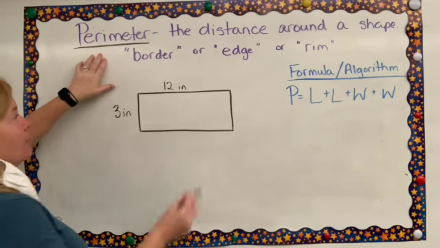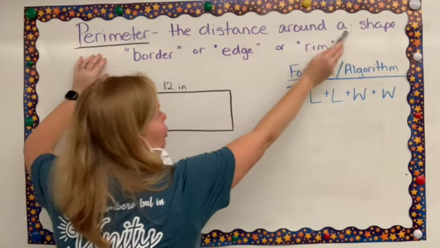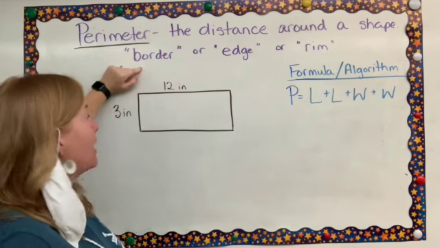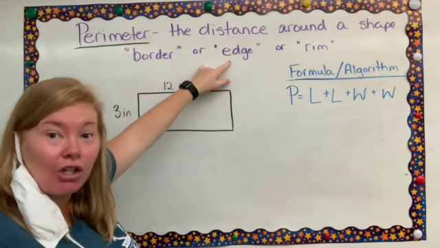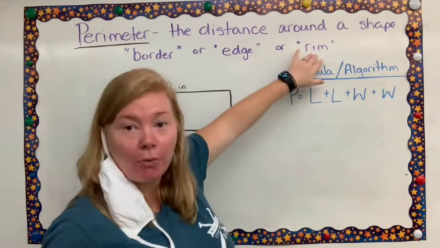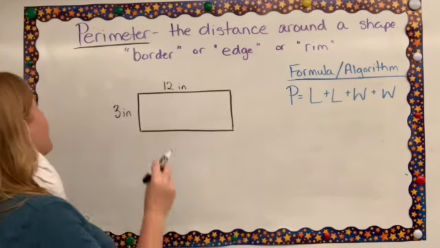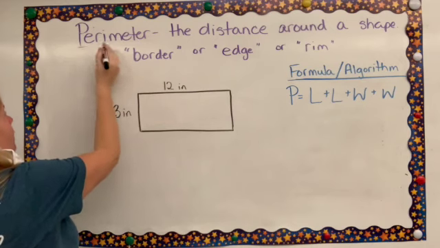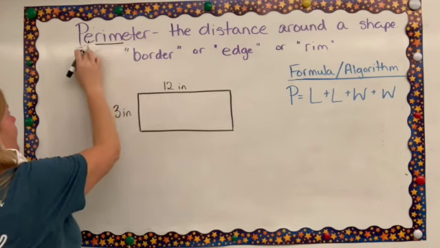So, perimeter is the distance around a shape. It is also sometimes called the border. It's also called the edge. And sometimes people refer to it as the rim because perimeter has the word rim in it.